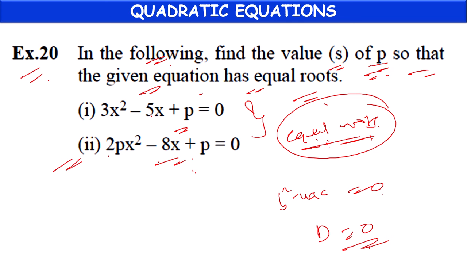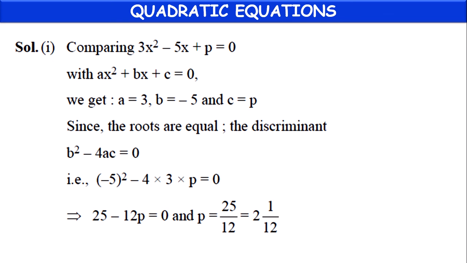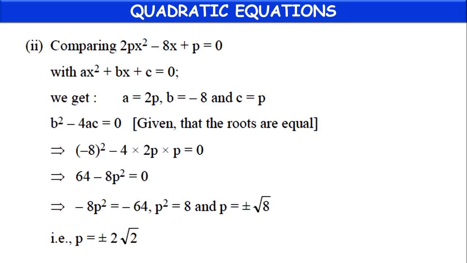Let's see the second one, children. First one you can do as homework. Second one I am explaining. So this is the equation. If we compare with the quadratic equation, in the place of a we have 2p, in the place of b we have minus 8, in the place of c we have p.